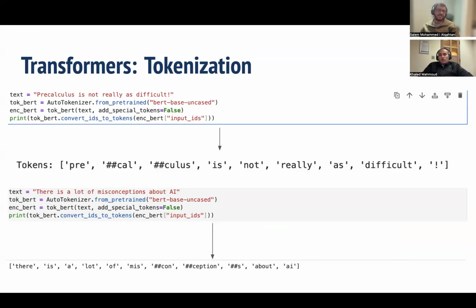No problem. So this is an example from the Transformers API, basically just a Python notebook where I give it a text and see what tokens will be produced. I'm saying pre-calculus is not really as difficult. This is an actual tokenizer called BERT base uncased, and you see that pre is recognized as its own token.